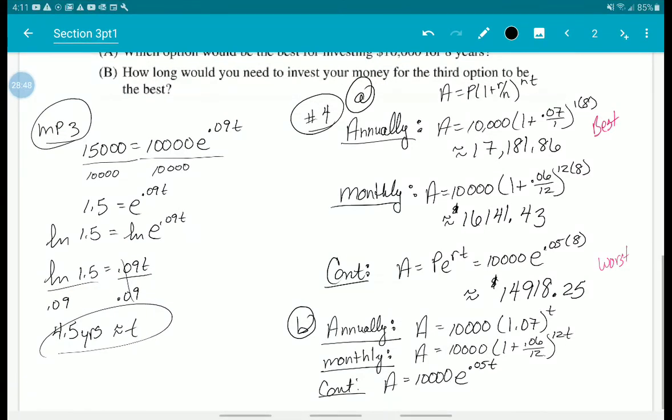Now, it would be a different scenario if those interest rates were the same. Then the continuous interest would be more. But because that interest rate changed so much for the continuous interest versus the annual, it ended up not being the best option here.